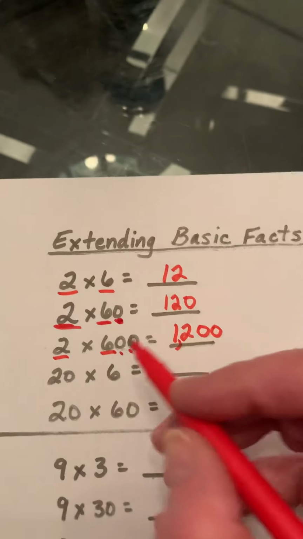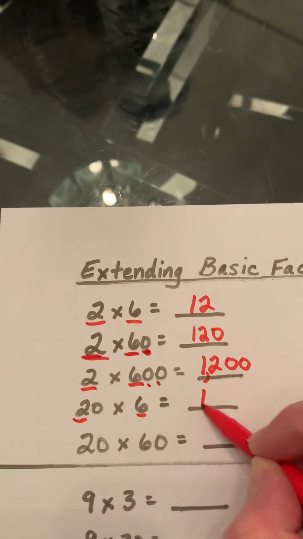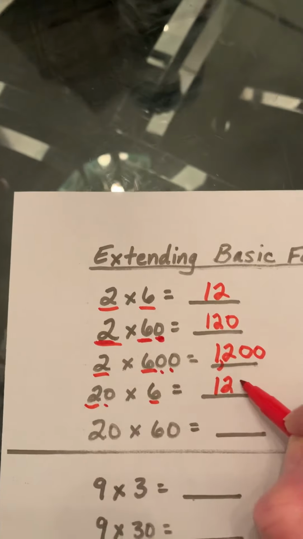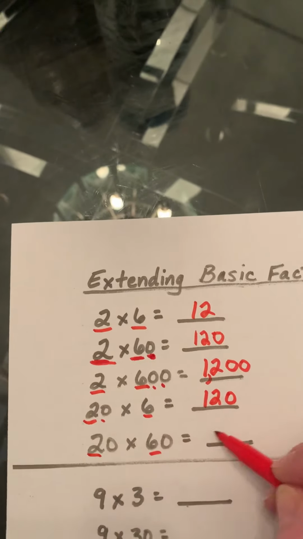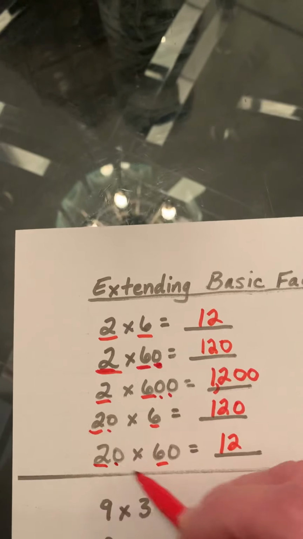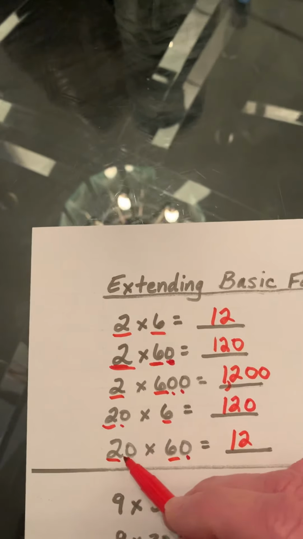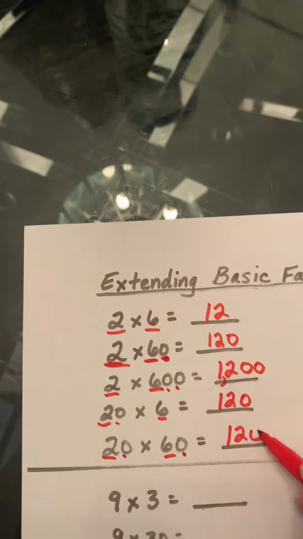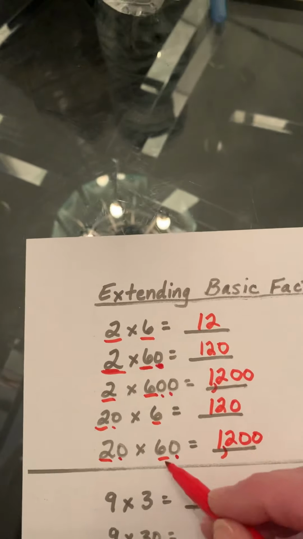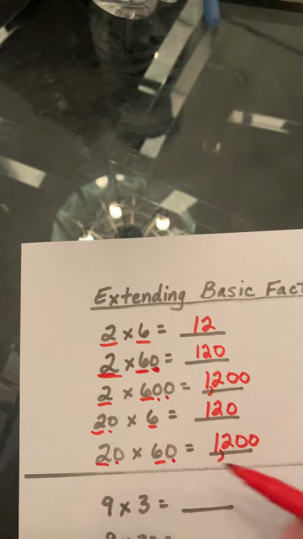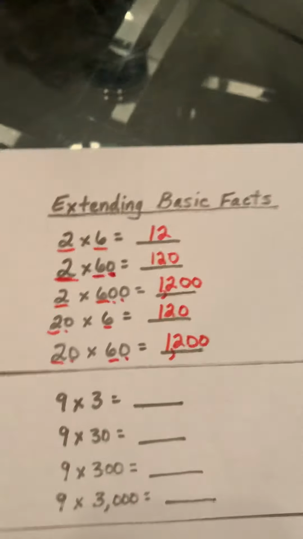20 times 6, again, 2 times 6 is 12. 1 zero, 120. 2 times 6 is 12. Now, 2 zeros. There's 1 on each number, so I have to put 2 zeros on my answer. Make sure you're getting the zeros from both of your factors. Let's try the next one.